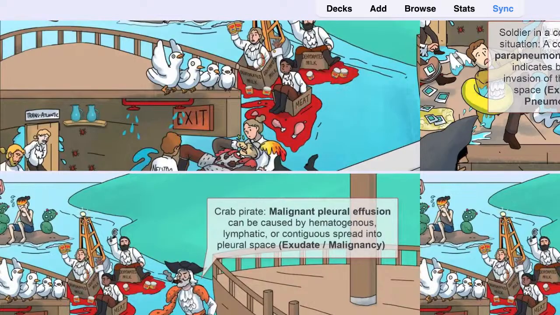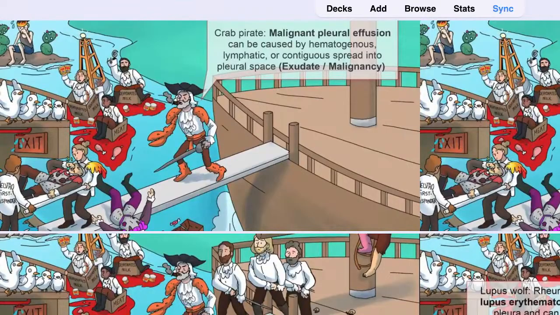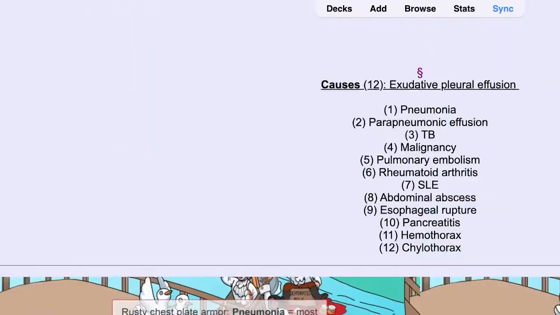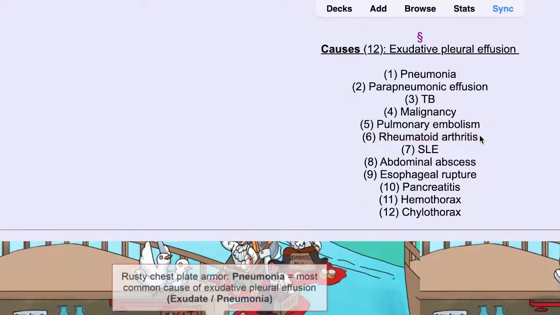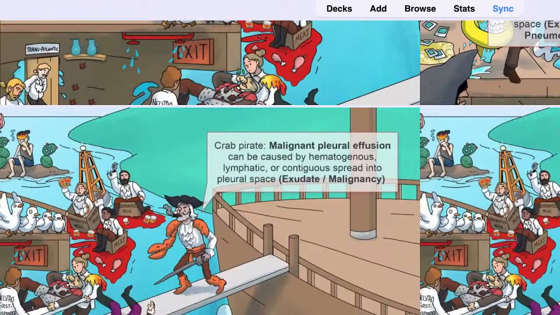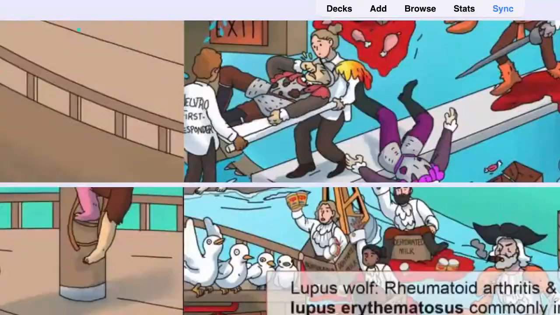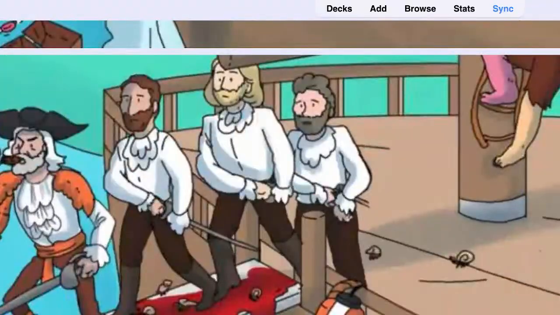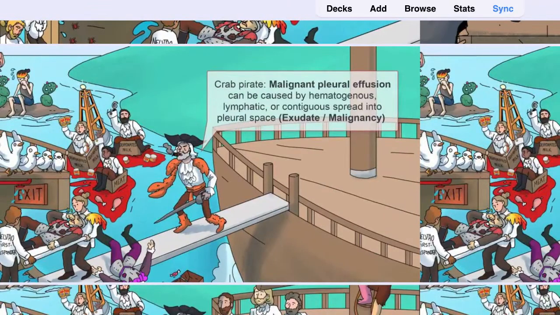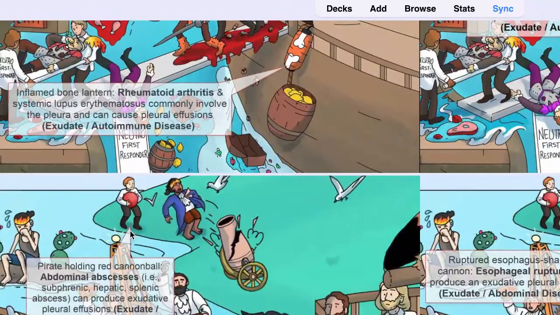What else do you have? You have your joints. You got your rheumatoid arthritis and SLE. You got the wolf. You got the rheumatoid. And you got some lemons, whatever the lemons are for. You got a cannonball.